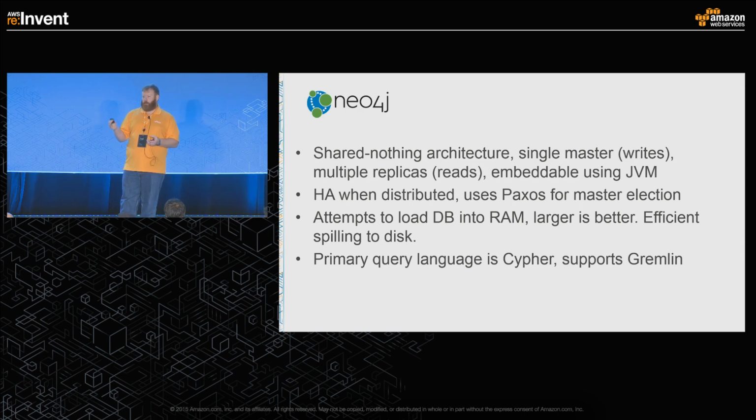Neo4j also likes to use RAM for loading the database. So if you are going to be using that technology, finding an instance size on AWS that suits your database size is pretty key. But additionally, it does have a very efficient spilling capability where it can utilize the local disk. Neo4j is also characterized by the use of Cypher, which is a DSL, or domain-specific language, for graph queries. However, they do also support Gremlin, which is the TinkerPop language.